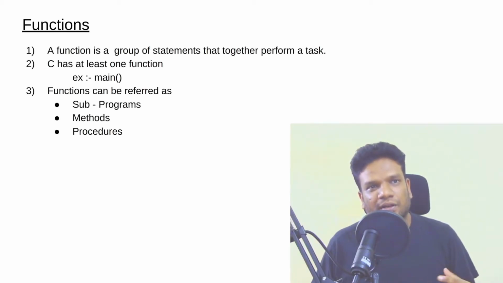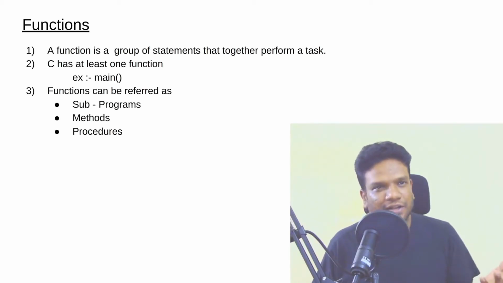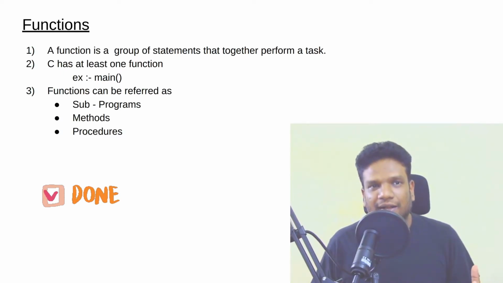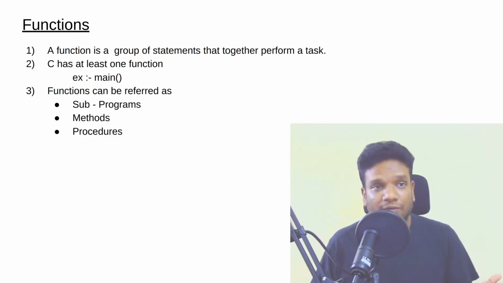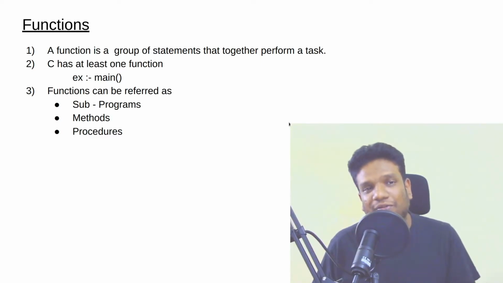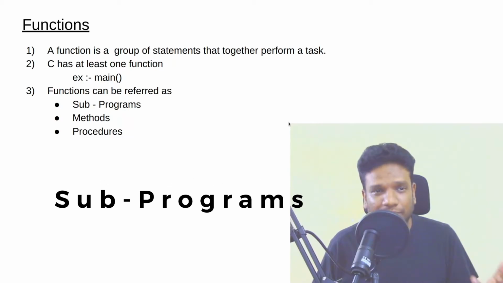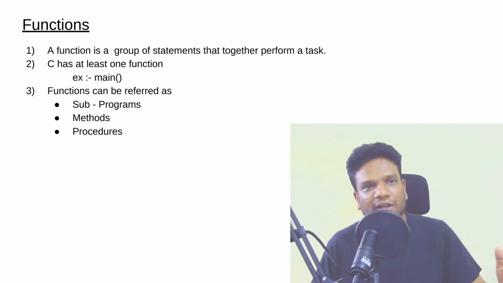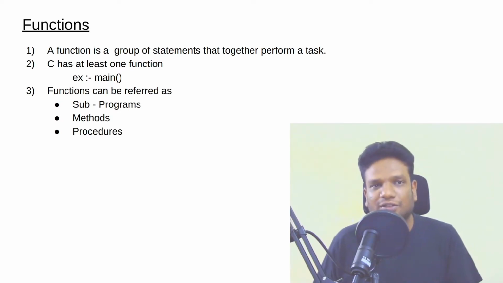Okay, what are functions? The definition goes like this. Normally a function is a group of statements that together perform a task. If you have already written a couple of programs in C language, you might already know a function called main. The program execution itself starts from the main function, right? That itself is a function. Functions can also be referred to as subprograms, methods, procedures. So if someone calls it a procedure, of course, that's a function as well. If someone calls it a method, that's also a function.